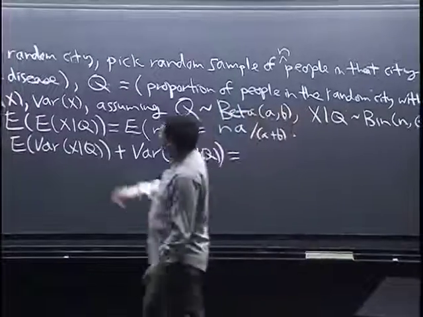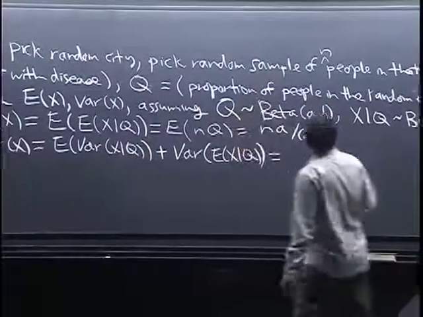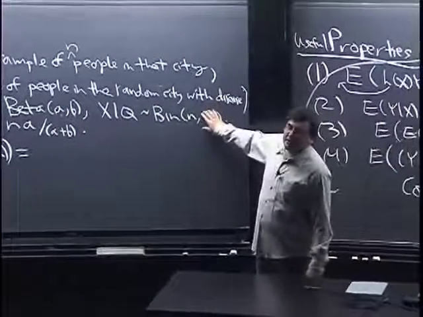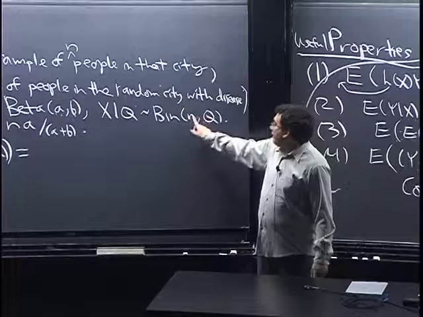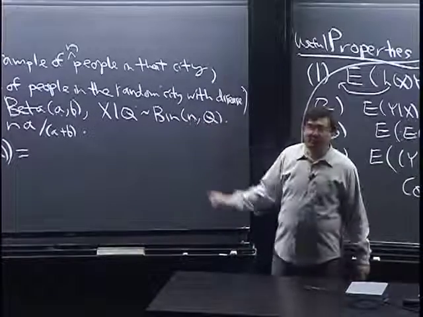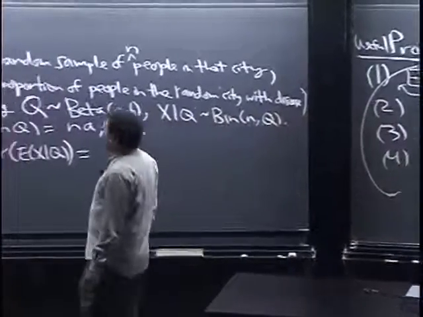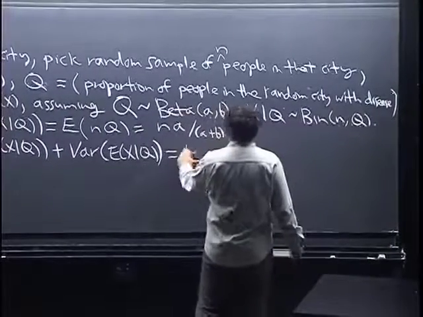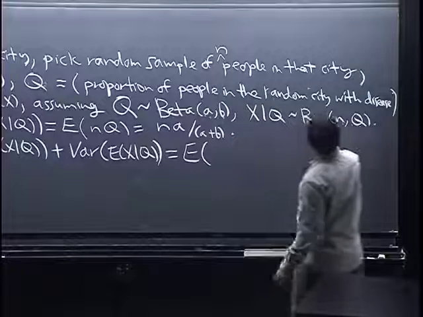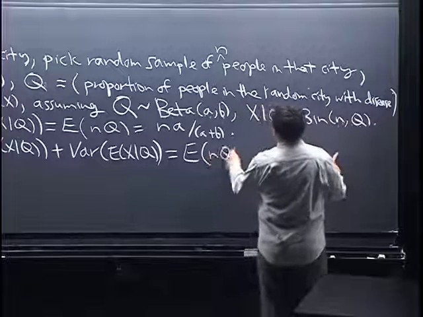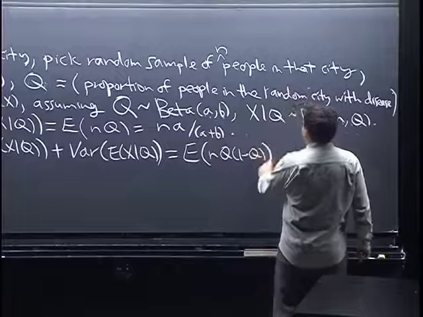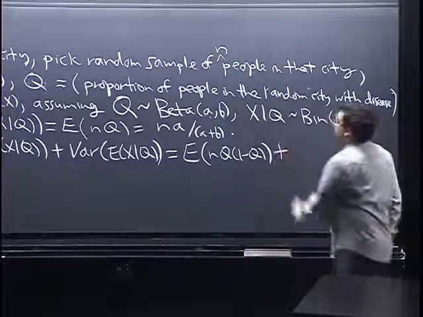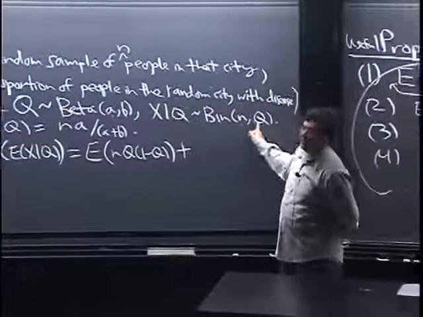Okay, so for the first term, the variance of X given Q, well, given Q it's just a binomial. And we know that if we treat Q as a constant, this has variance nQ(1 minus Q), right? Let's just write that down. So it's just the expected value of nQ(1 minus Q). I just get that from the binomial.